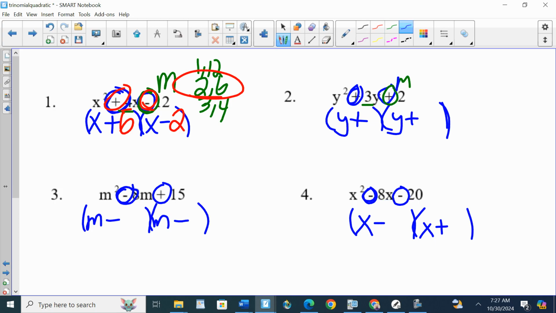Second one, multiplies to 2, adds to 3. Well, what multiplies to 2? 1 and 2. That's it. Do those add to 3? Yes. Bigger number goes first.